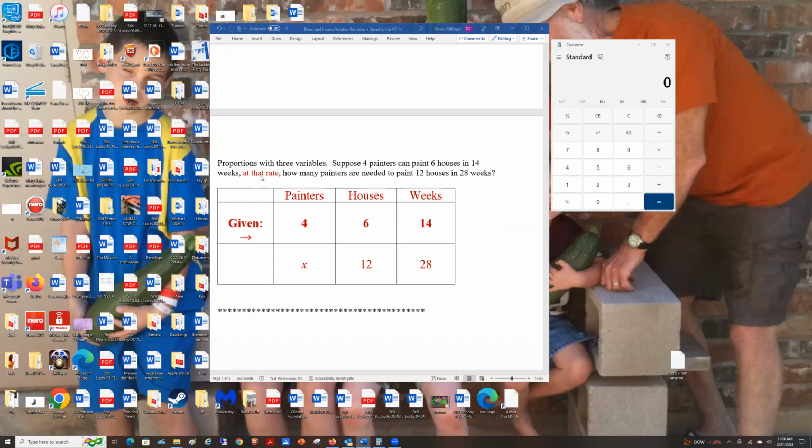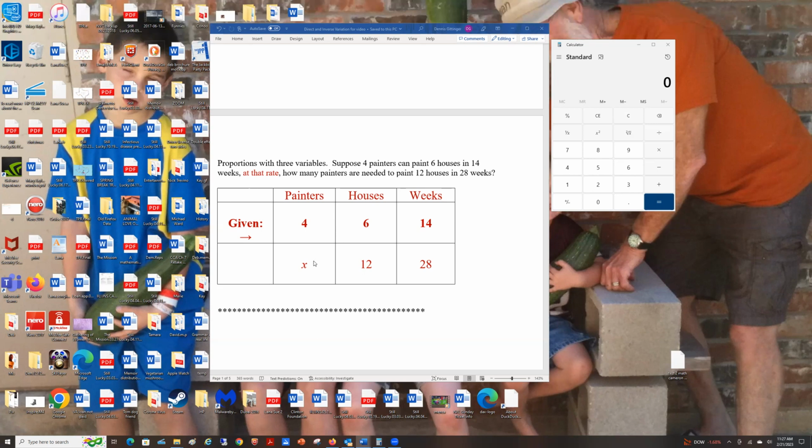Now, the reason I say at that rate is that we all know that 2 people don't usually work at the same speed, but this is a way of estimating how long it's going to take and how many painters it's going to take. So the question is, how many painters are needed to paint 12 houses in 28 weeks? So, well, that's 12 houses in 28. And most people look at this and say, well, 12 is 2 times 6 and 28 is 2 times 14. And so X is probably 2 times 4.